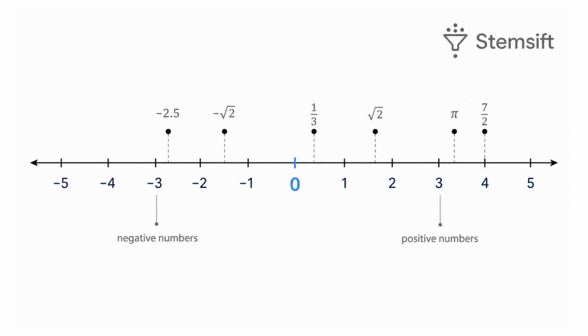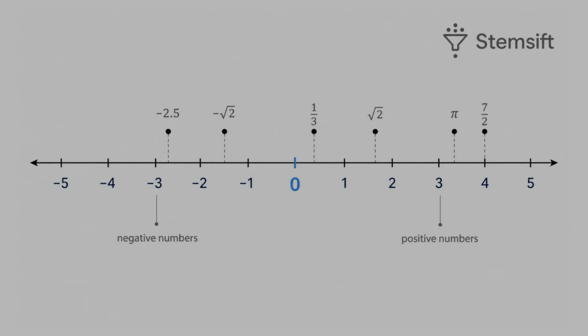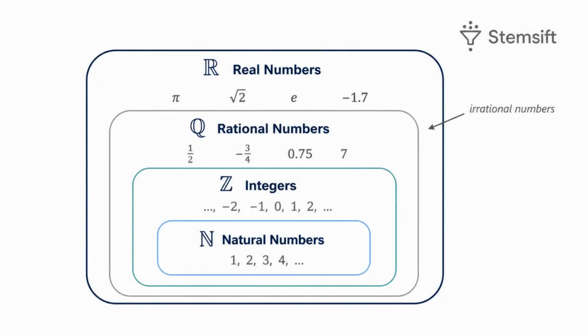But not all real numbers are the same kind of number. Some are tidy, and some are a little wilder. Let's look at the different families that live on this line. Think of the real numbers as a big family. And inside that family, there are smaller groups nested within each other. At the very center, you have the natural numbers, 1, 2, 3, 4, and so on. These are the counting numbers, the ones you'd use to count apples or steps. We write this set as N.